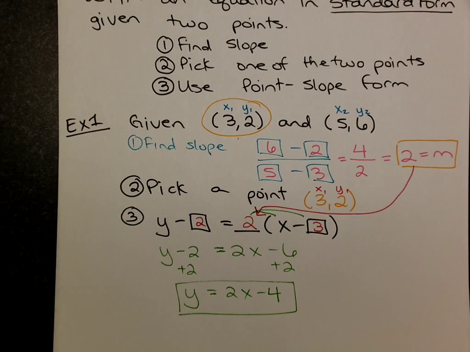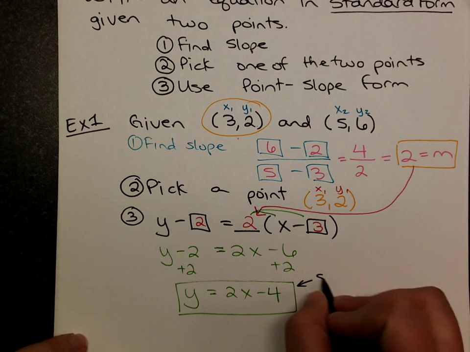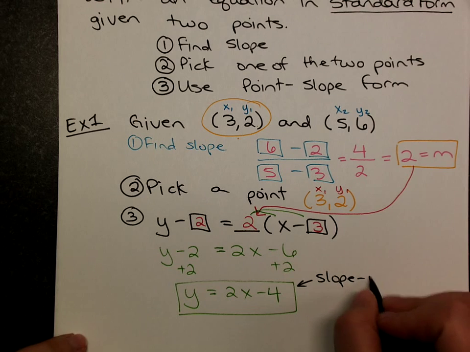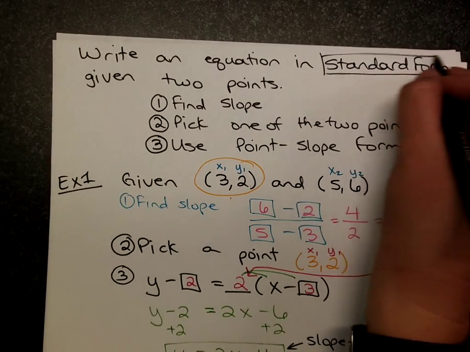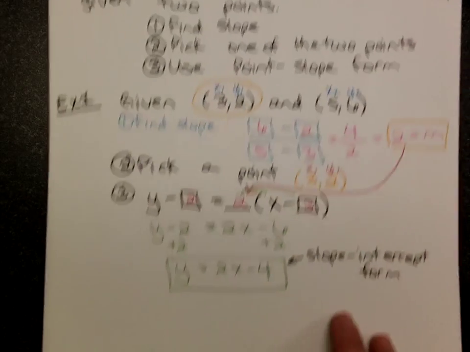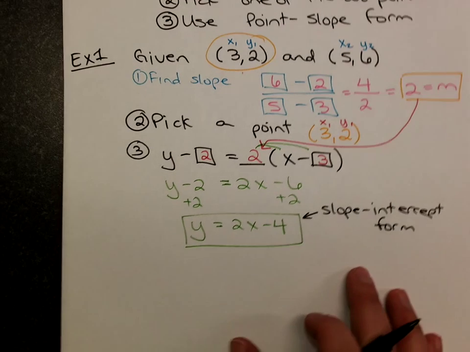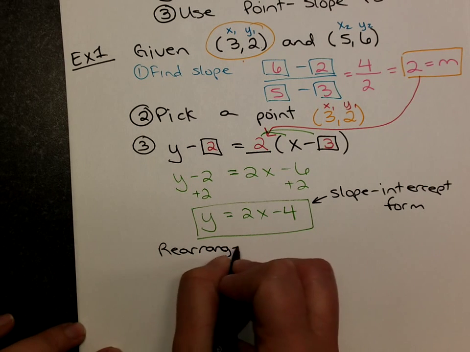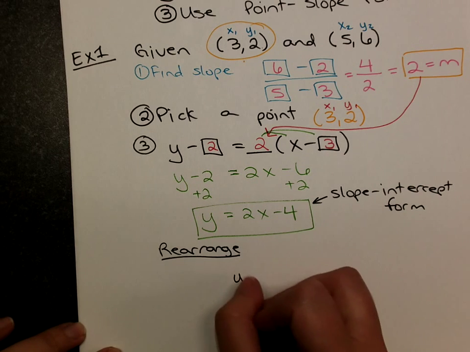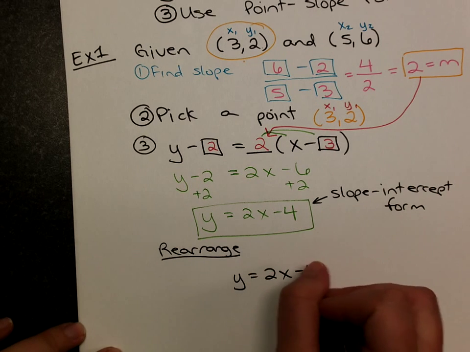And there's my answer. Oops, but it's not in the right form. So that is in slope-intercept form. Always check, I always forget to check. We want our answer, it says, in standard form. So even though we're right, and even though we're done, we have to rearrange like we did the first day of this unit. Rearrange. So I have y equals 2x minus 4.